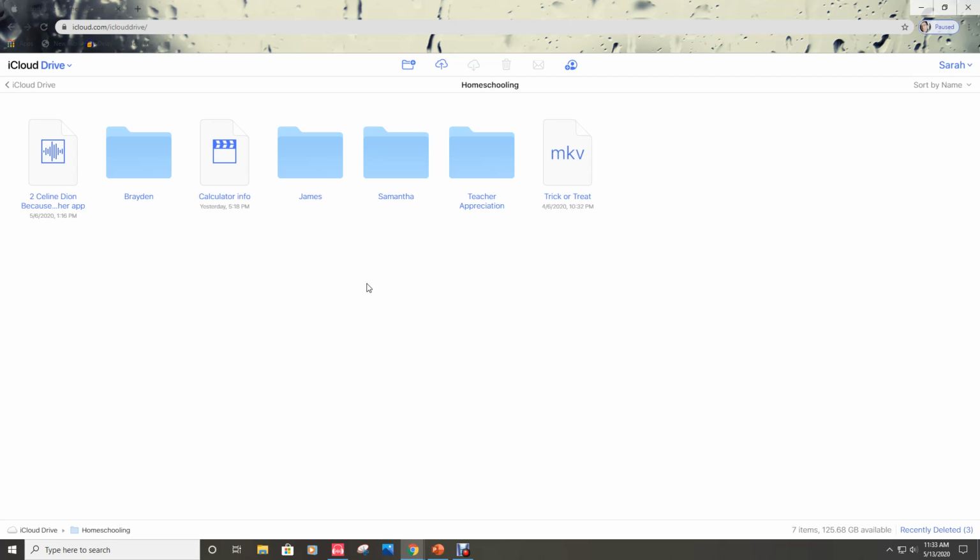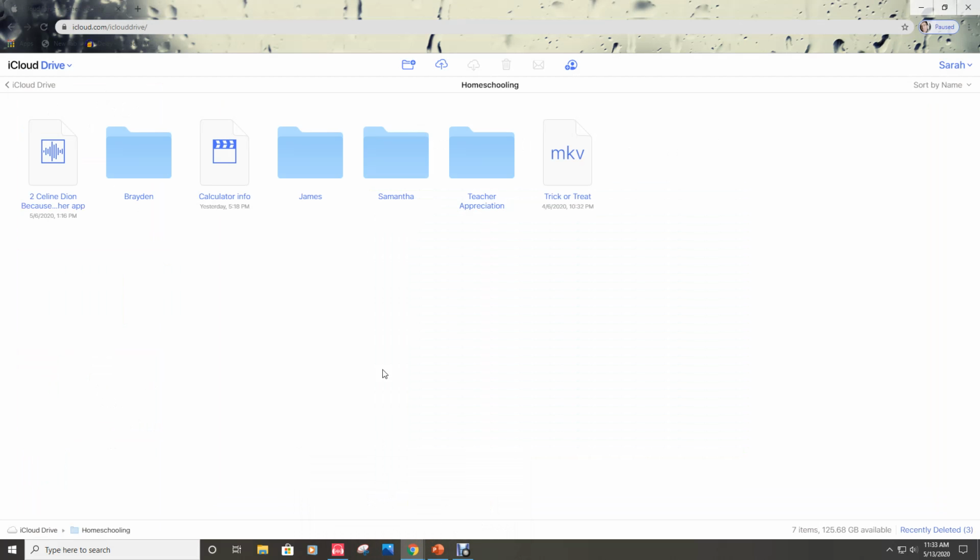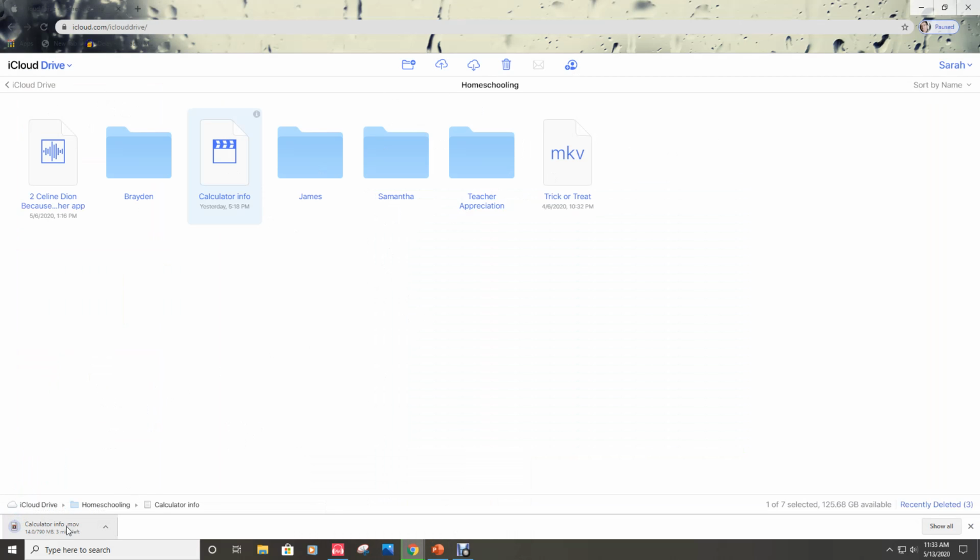Okay. So if you are solving your problem, looking at your arc length, and you are finding your arc length in degrees, and you're going to check your work with your calculator, I made you this quick little video of how to make sure that your calculator is in degrees. And why is it taking so long to download? It's like a 1-minute video. Okay, well, we'll let that download.